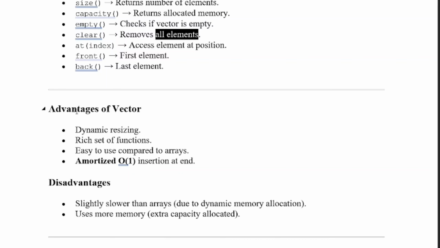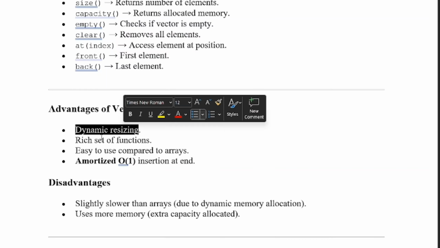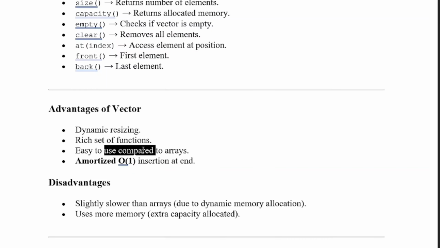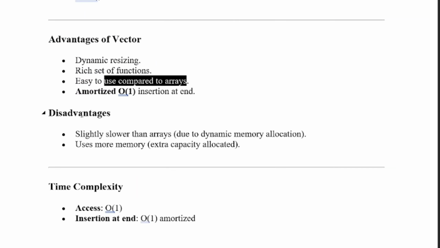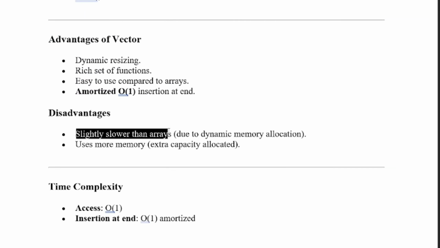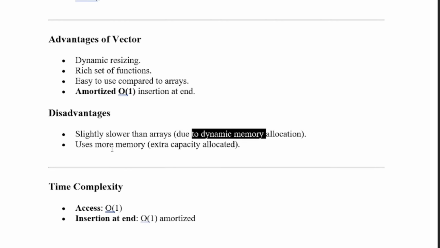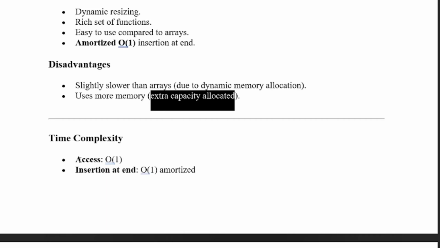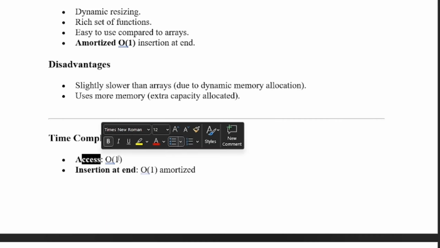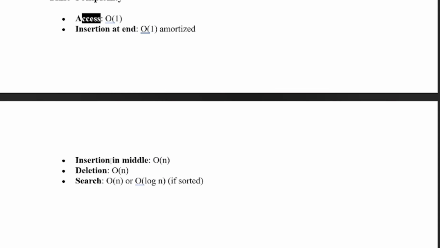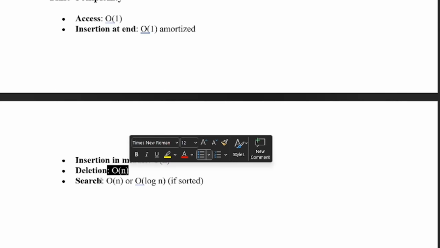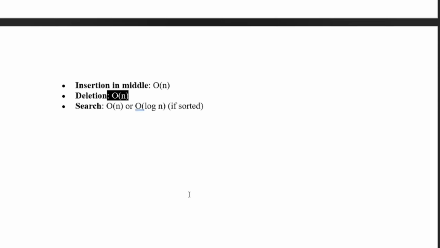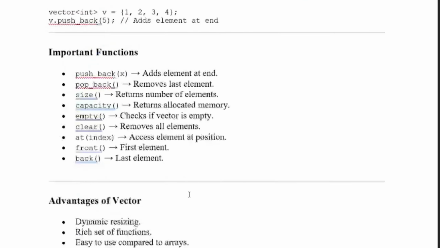So you can see here the advantages of vector: dynamic resizing, rich set of functions, and easy to use compared to array. And now come to the disadvantages of vector. It is slightly slower than array due to dynamic size allocation, and it uses more memory because of extra capacity allocated. The time complexity of vector for access of any element is Big O of 1, insertion at the end is Big O of 1, insertion in the middle is Big O of n, deletion is Big O of n, and searching is Big O of n or Big O of log n if sorted. So I think it's clear to everyone. Okay, thank you.